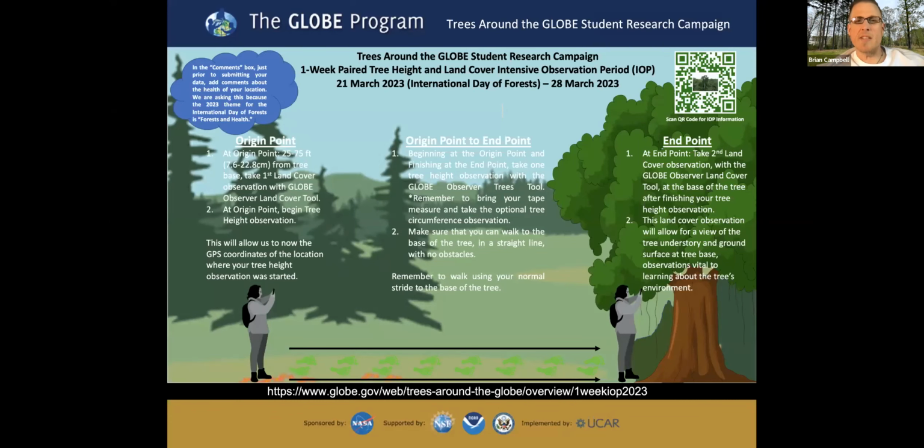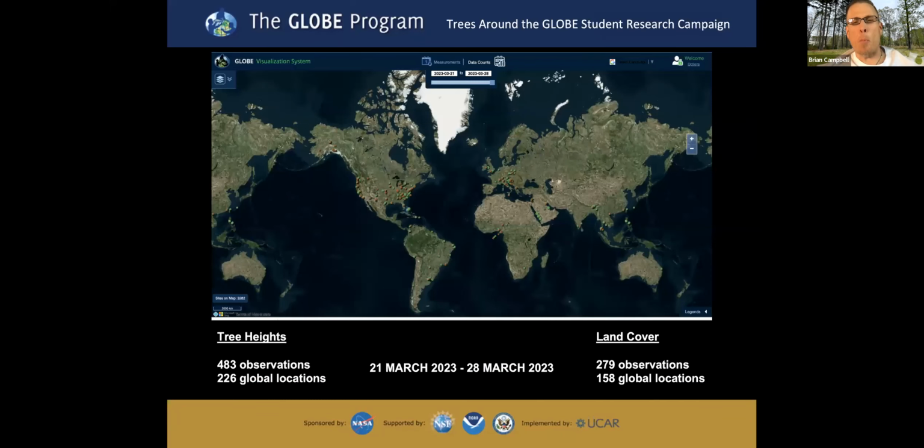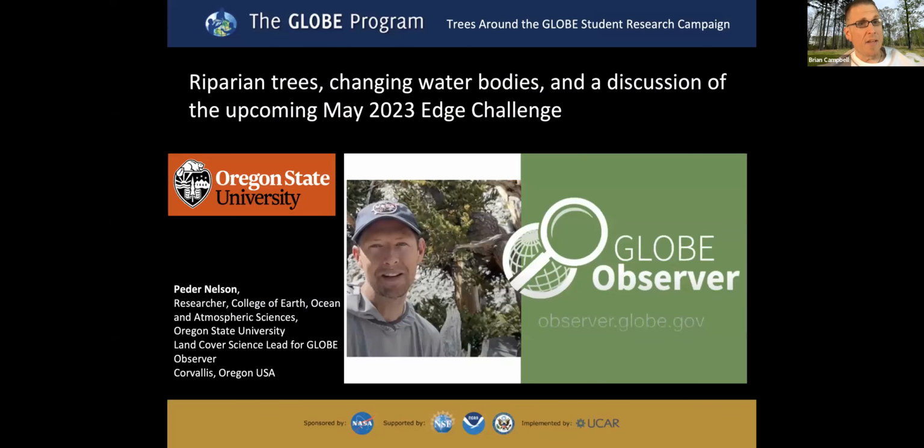With that said, Peder will dive further into this. I went on to GlobeViz, and this is the global map of the tree height and land cover data that came in during this one week period. You can see it spread out pretty well throughout the globe community, in all these different countries. The green would be the tree height and the brown color would be the land cover observations. Great numbers here.